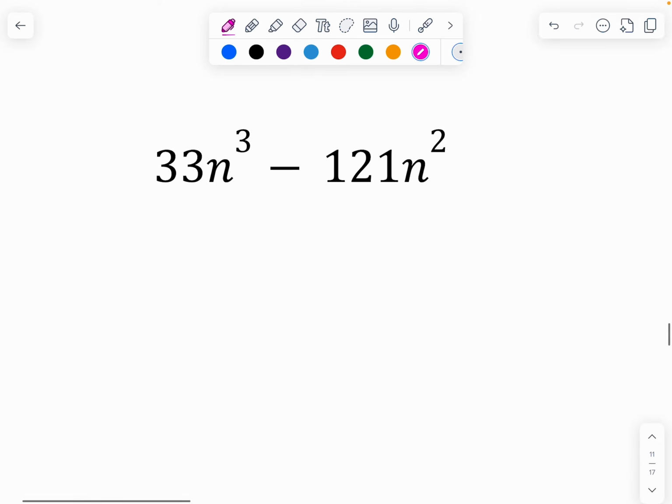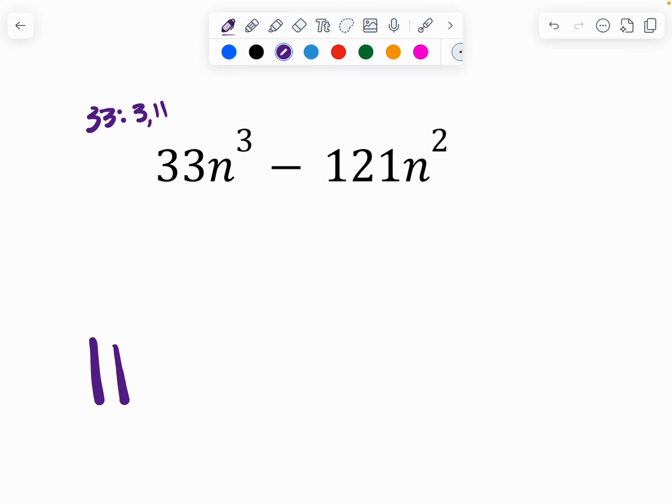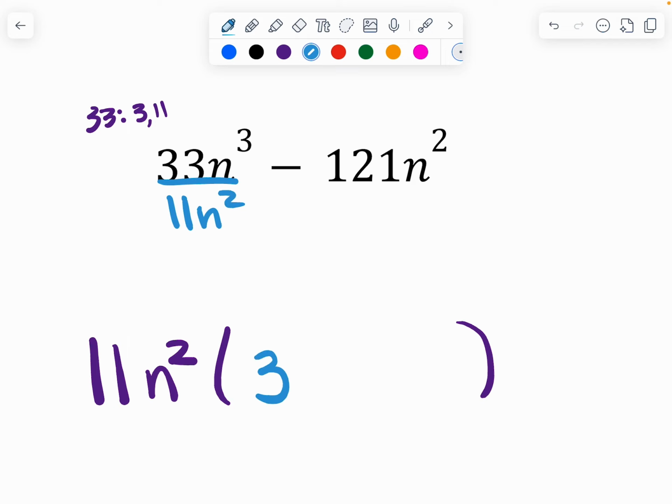So let's look at this one. What goes into each one of these numbers? Does 3 go? The 33, we have 3 times 11. 3 doesn't go into 121, but 11 does. And then each one of them has at least an n squared in it. So I'm going to divide each one of these by 11n squared. So 33 divided by 11 is 3. N to the third divided by n squared is n minus, and if I divide by 11n squared, I would just get 11.